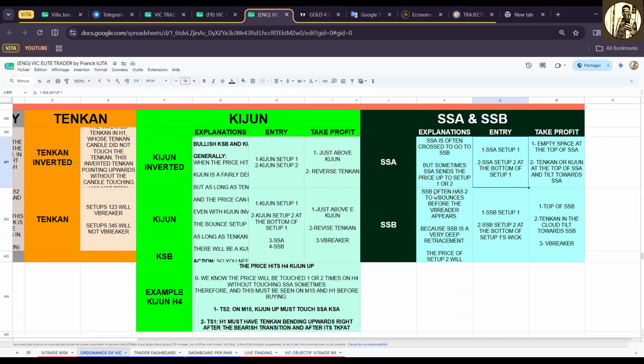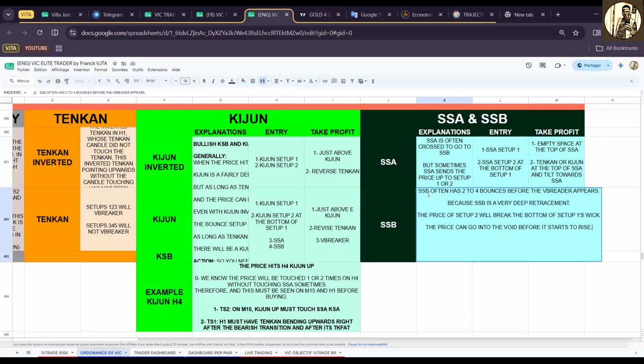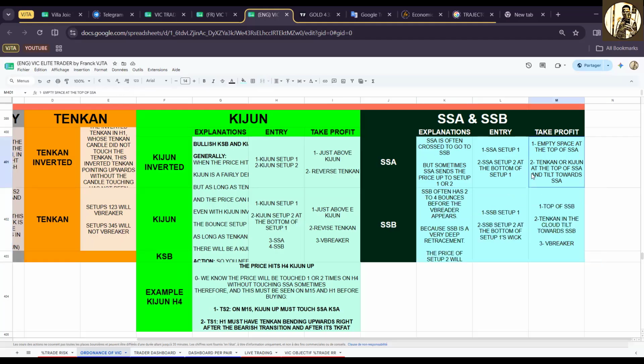So let's look at SSB. SSB often has two to four bounces before the V breaker appears, because SSB is a very deep retracement. The price on the setup 2 will break the bottom of the setup 1 wick, the price can go into the void before it starts to rise. So the entry on SSB will be the setup 1 or the setup 2 below the wick of the setup 1, and the take profit will be just above SSB, or Tenkan in the cloud tilted toward SSB, or the V breaker.